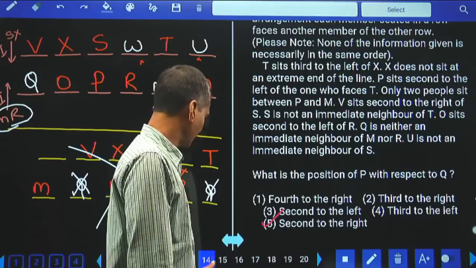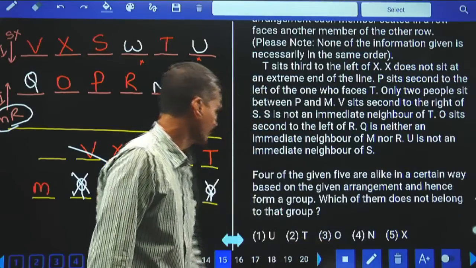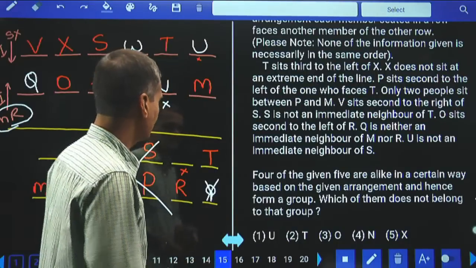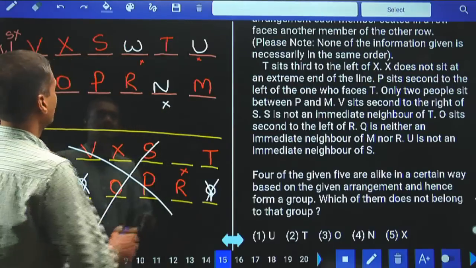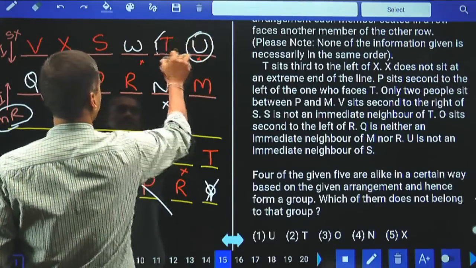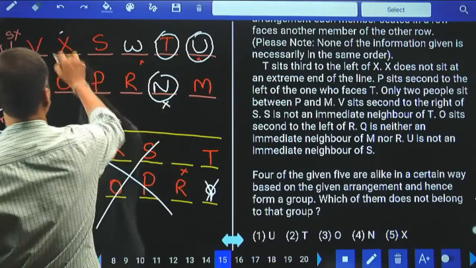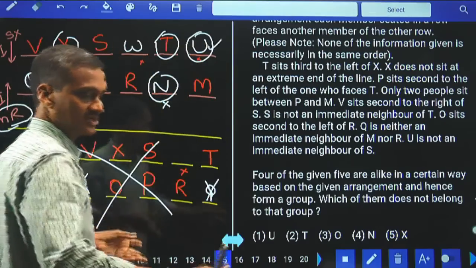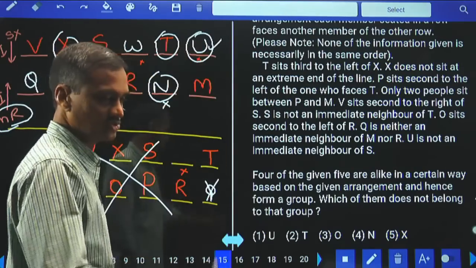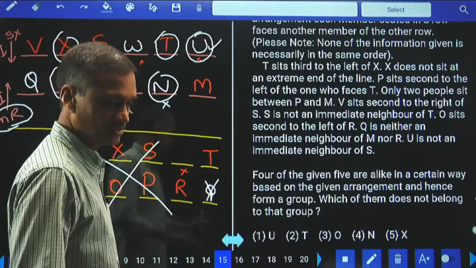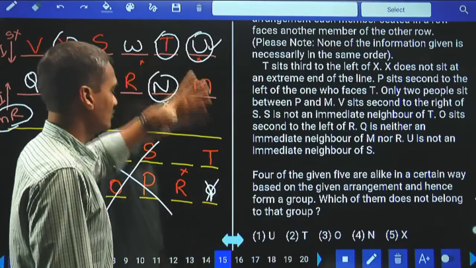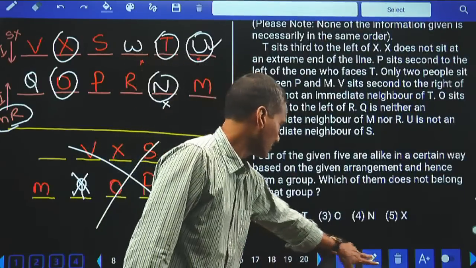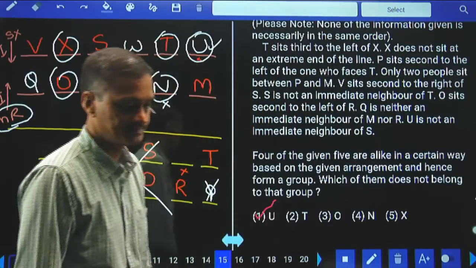Then coming to question number 15. Which of the following is nothing but an odd man out, isn't it? Then in this one, U, T, O, N, X. U is here and T, N, X, O. Now among these persons, except U, the remaining four persons are in the center of this line, and U is the only person who is at the extreme end. Except U, the remaining persons are at the centers and U is at the corner. Hence choice 1 is the answer for question number 15.